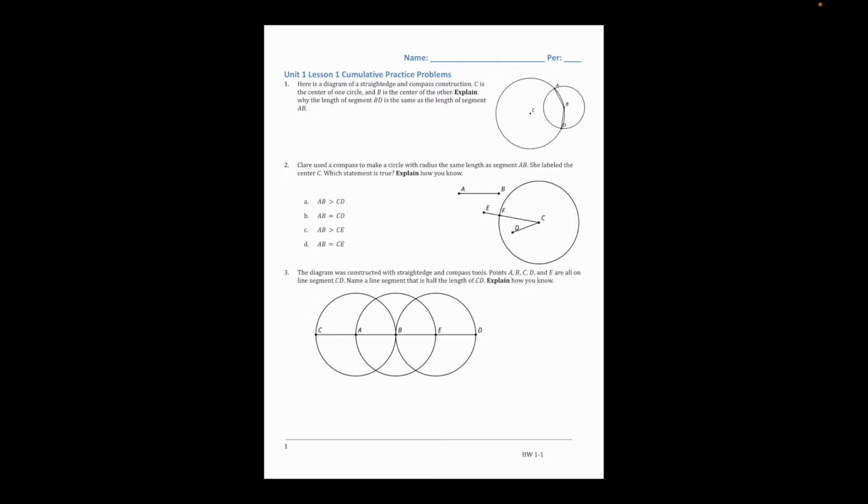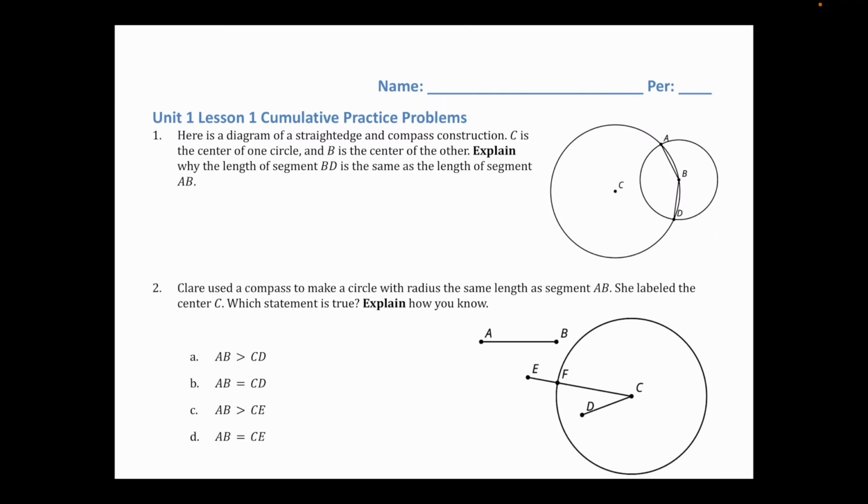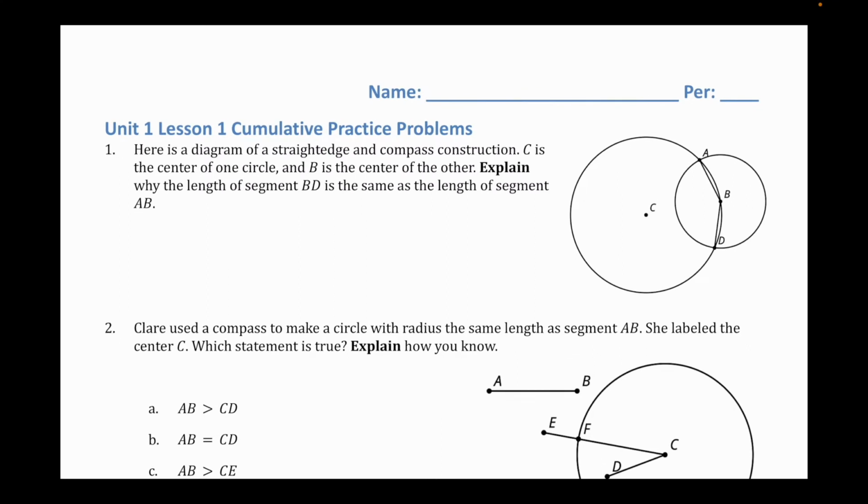All right, hi everyone. We're going to go over Unit 1, Lesson 1, the cumulative practice problems for Geometry 1C. So, starting off, we have a diagram here. Here's a diagram of a straight edge and a compass construction. C is the center of one circle and B is the center of the other. Explain why the length of segment BD is the same as the length of segment AB.